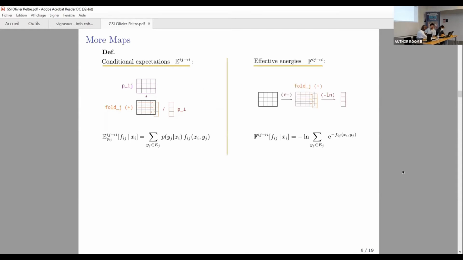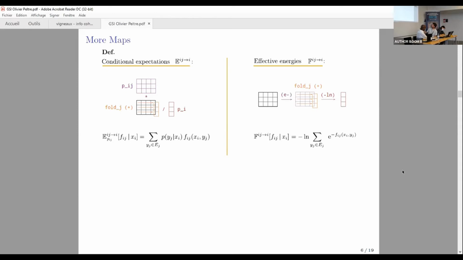And another map that is very interesting is this one. I call it the effective energy. So before summing, you apply the exponential map with a sign. Then you sum, and then you take minus the logarithm. So it looks like a soft max, so here are these classical formulas.